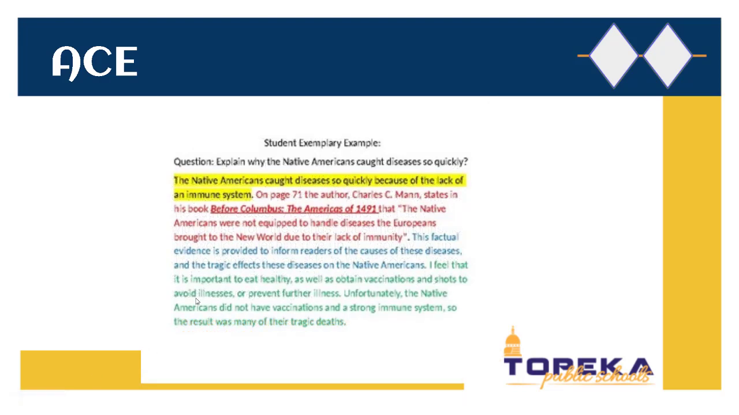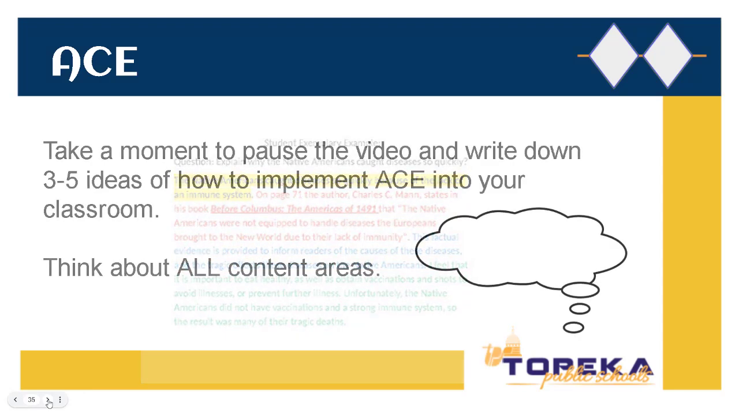Here's another example, and they've color-coded this for you. So this is an intermediate example. Explain why the Native Americans caught diseases so quickly. So right here, the yellow is our answer. On page 71, we've got our elaboration, or our evidence, and then our elaboration.